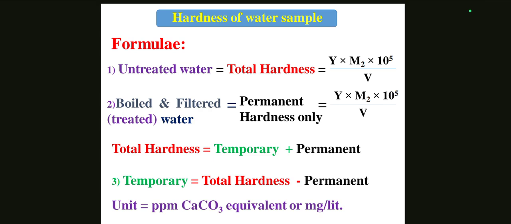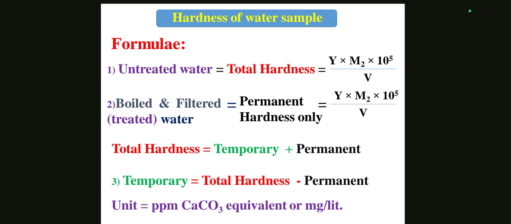So after treatment, what will be left behind in the water? Only permanent hardness will be left behind in the water. So after boiling and filtration, permanent hardness will remain in water. So here again the formula is the same: Y multiplied by M2 into 10 raised to power 5 divided by V. Now here Y is the burette reading, M2 is the molarity of EDTA, and V is the volume of water sample.